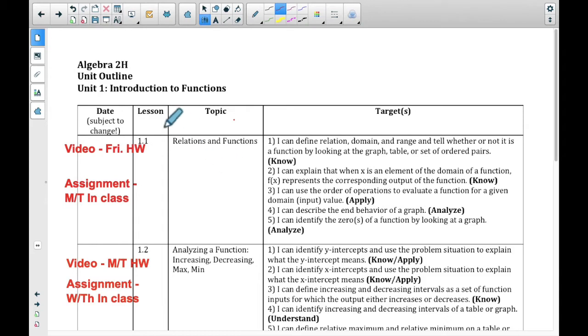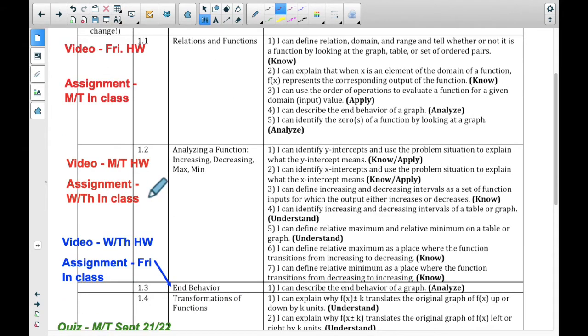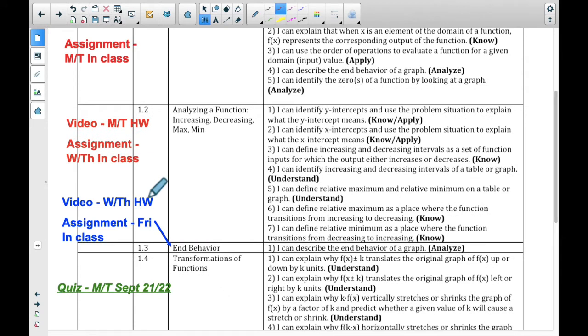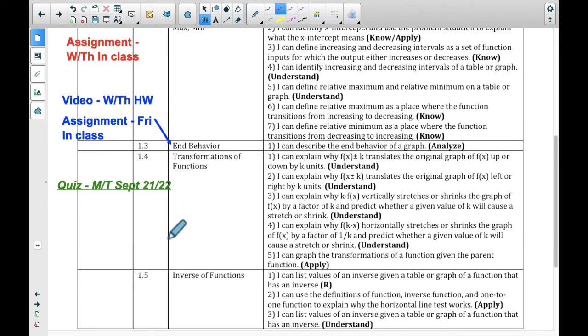So for 1.1, the lesson video would be homework on Friday, and the assignment would be Monday, Tuesday in class. Then for 1.2, the video is on Monday, Tuesday, and the assignment is Wednesday, Thursday. End behavior is video on Wednesday, Thursday, assignment on Friday. Then the bottom half I have not set dates for yet because I want to see, can we even stick to that schedule? Are we going too slow, too fast, what have you? But I do plan on having a quiz on Monday, Tuesday, and that quiz will cover lessons 1.1 to 1.3.